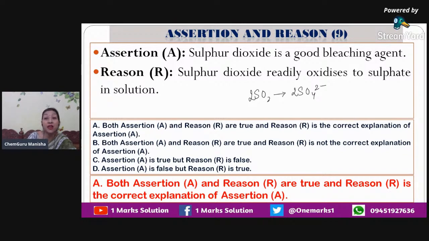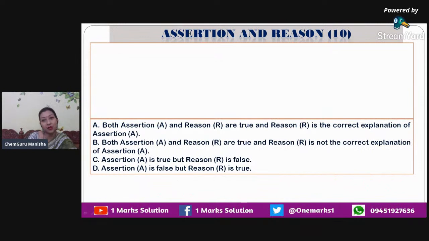वो good bleaching agent क्यों है? क्योंकि वो अपने आप को ऑक्सीडाइज कर सकता है. ऑक्सीडाइज करने की वजह से वो अपने वो आयंस रिलीज कर सकता है जिसकी वजह से वो ब्लीच करेंगे. So that is why the statement is absolutely correct.